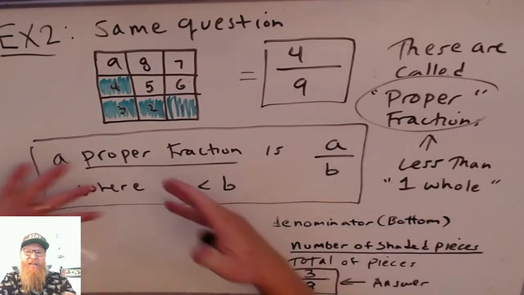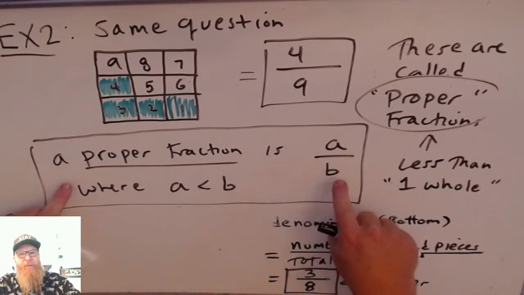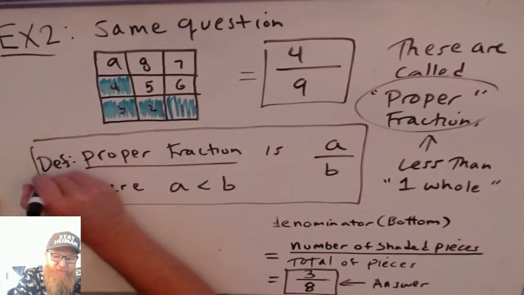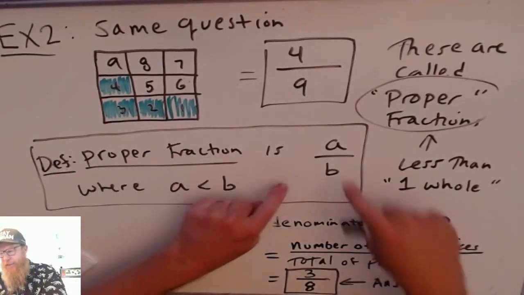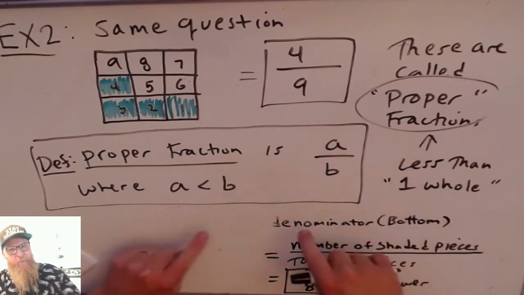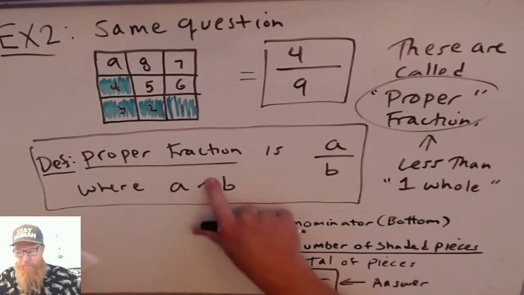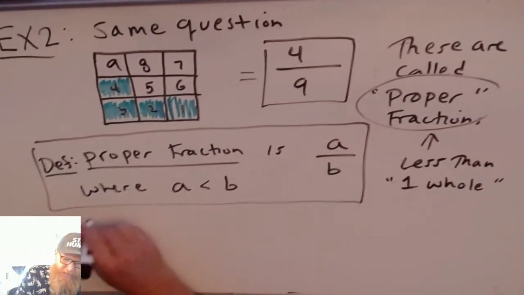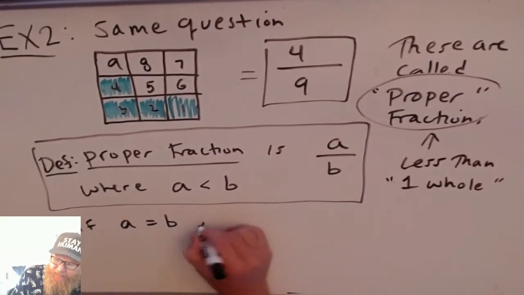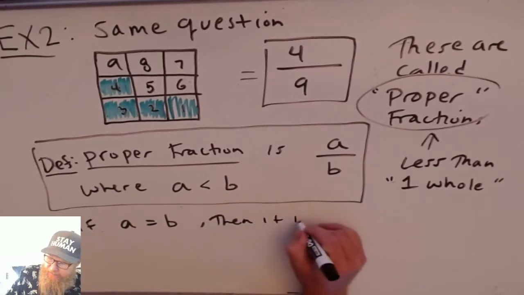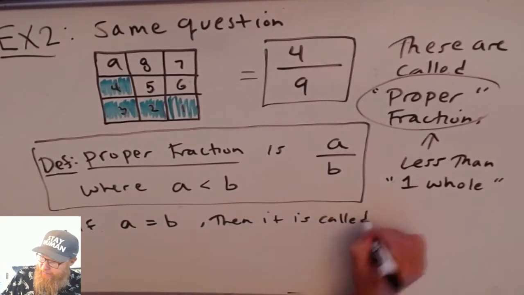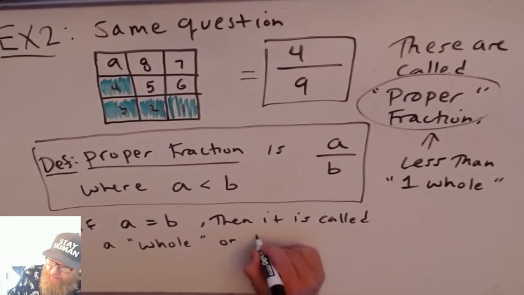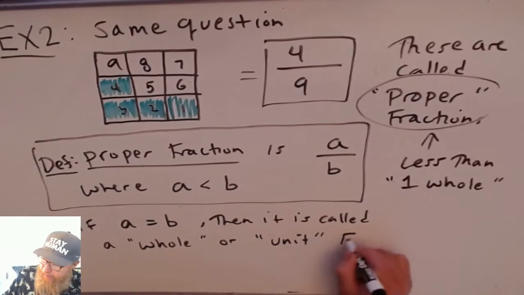So here's the fancy definition. The definition of a proper fraction is A over B, where A is less than B. If A is equal to B, then it is called a whole or a unit fraction.